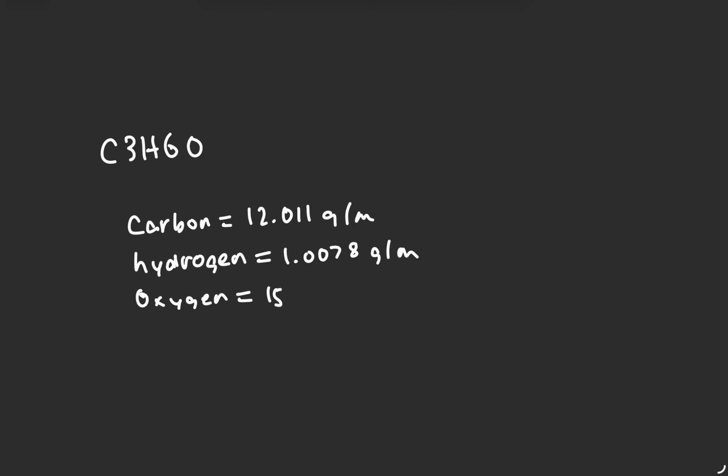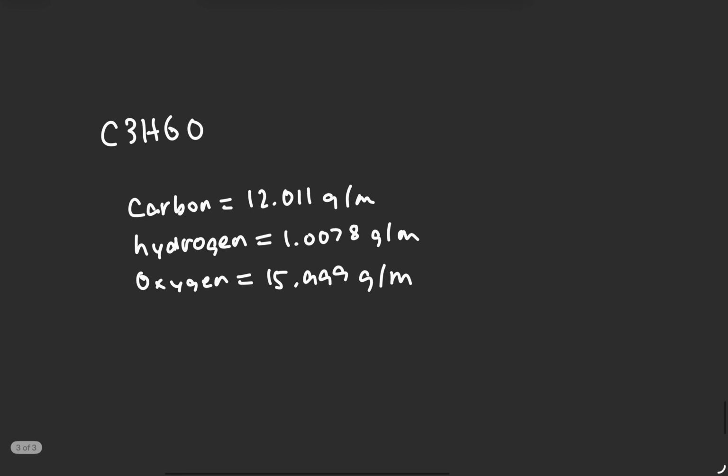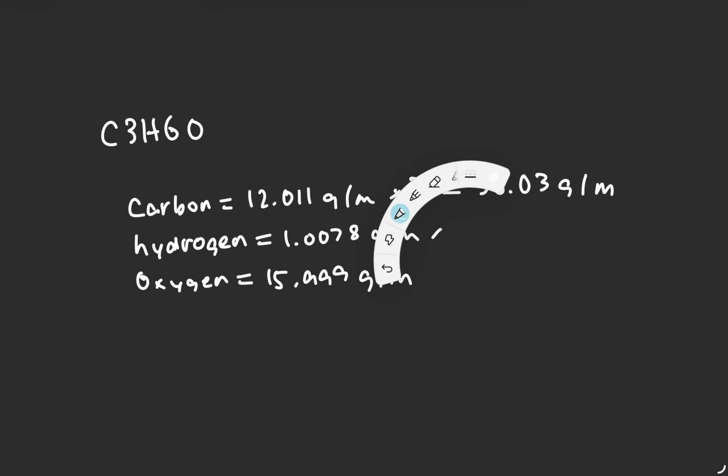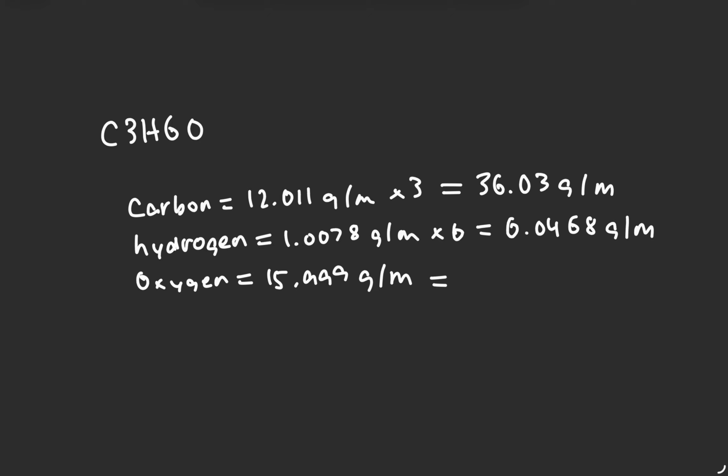And oxygen has a molar mass of 15.999 grams per mole. Now notice that this isn't done because, remember, in molar mass, we have to take into account all the atoms of this substance. We have 3 carbon, which means the molar mass will need to be timesing by 3. So timesing carbon by 3 gives us 36.033 grams per mole. Likewise, timesing hydrogen by 6, because we have 6 hydrogen, gives us 6.0468 grams per mole. And oxygen, we can just leave the same because we only have 1 of oxygen.